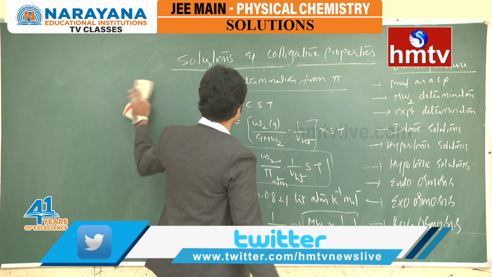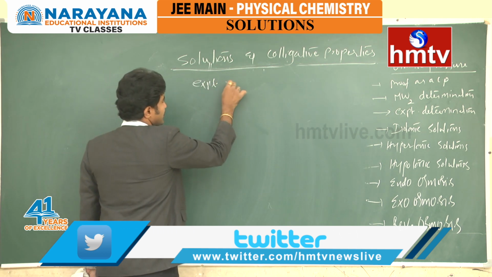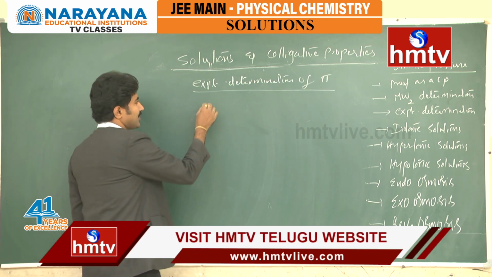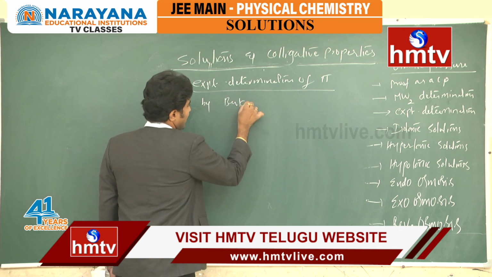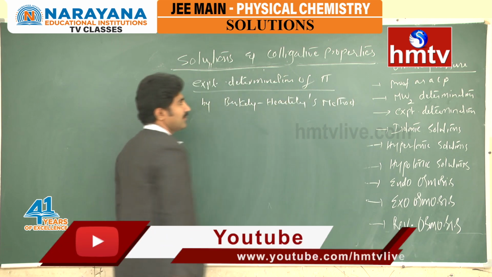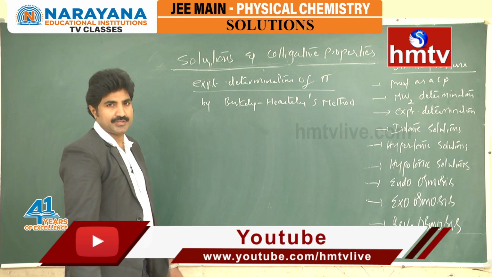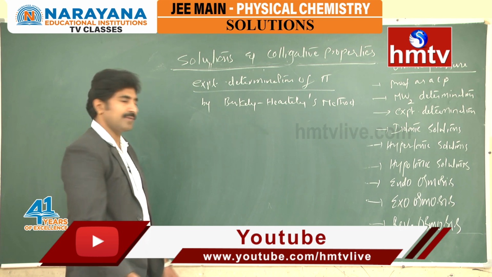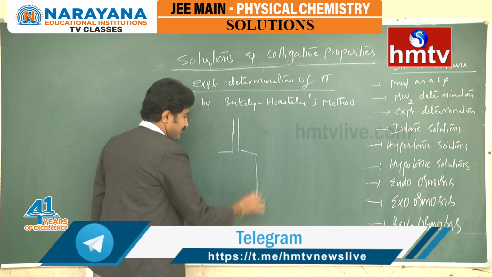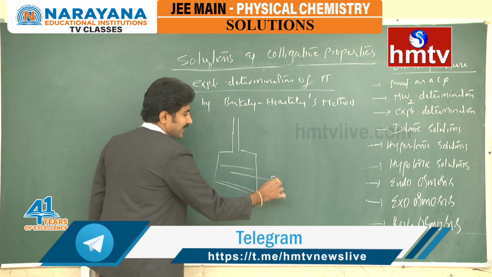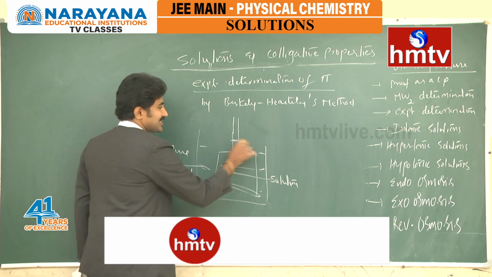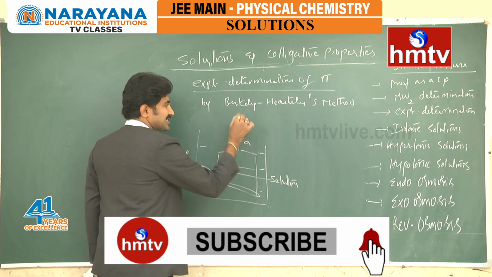Next, experimental determination of osmotic pressure. This is experimentally obtained by the Berkeley-Hartley method. By using this method only we will get the experimental osmotic pressure. It is based on the definition only. Already we have seen this osmosis process. In this we have taken a solution, and the outer vessel has pure solvent. The initial level is A, and after osmosis the level is B.